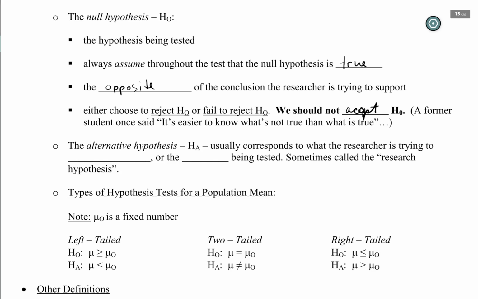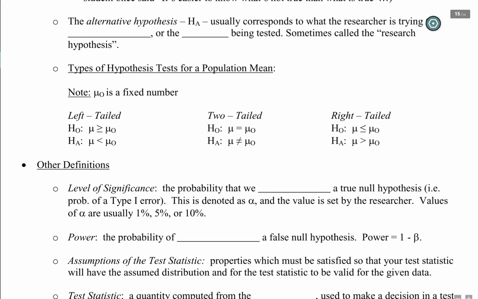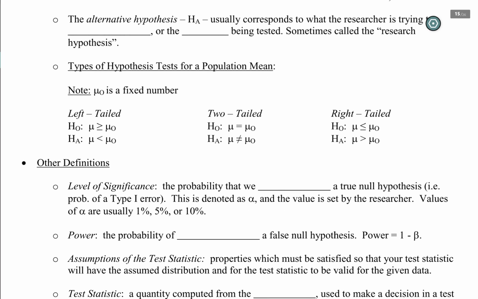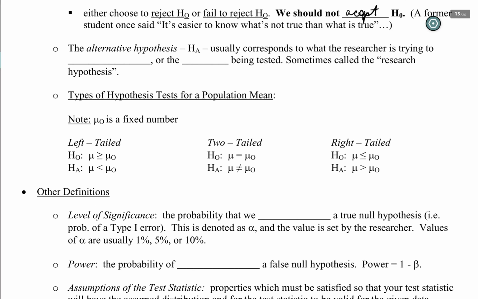All right. I had a former student that aptly said, in terms of the statements that we can say regarding H naught, it's easier to know what's not true than what is true. And I thought that was a pretty clever statement. And so that's kind of the philosophy behind our statements regarding reject H naught or fail to reject H naught. Okay. Now, the alternative hypothesis, HA or H1 as it is sometimes written down as, I think on the previous page I have H1, but you may see HA, H1 in several different contexts. It usually corresponds to what the researcher is trying to support.